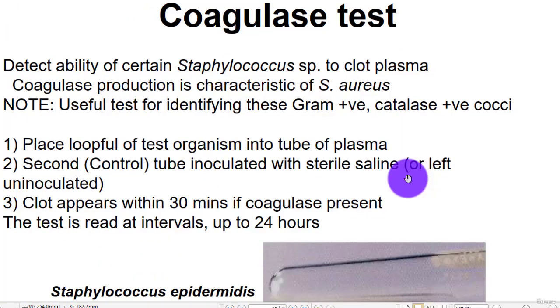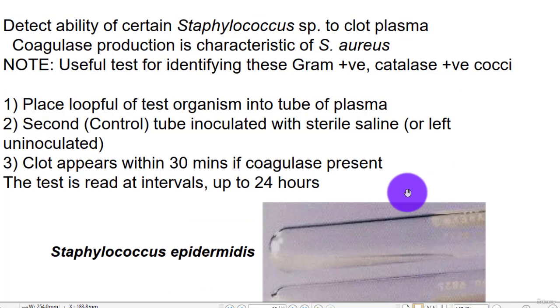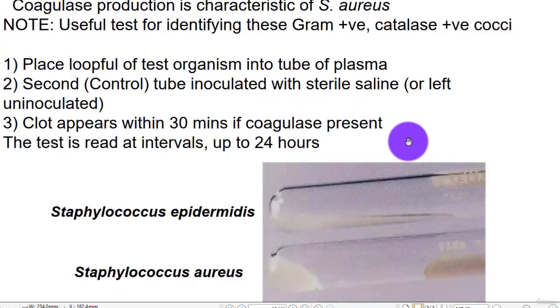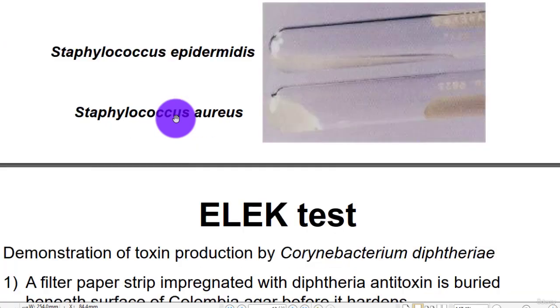Coagulase test detects the ability of certain Staphylococcus species to clot plasma. Coagulase production is characteristic of Staph aureus. It is a useful test for identifying these gram-positive, catalase positive cocci. Place a loopful of test organism into a tube of plasma. A second control tube is incubated with sterile saline or left uninoculated. A clot appears within 30 minutes if coagulase is present, as with Staphylococcus aureus, unlike Staphylococcus epidermidis. The test is read at intervals up to 24 hours.